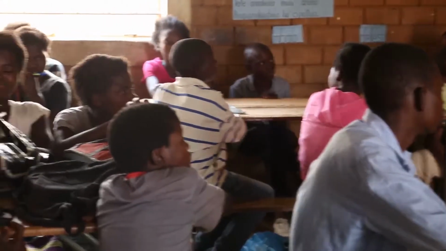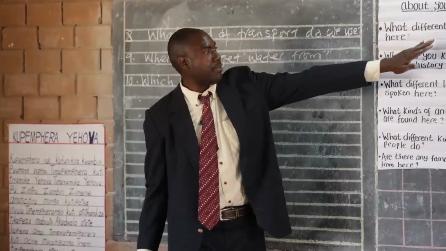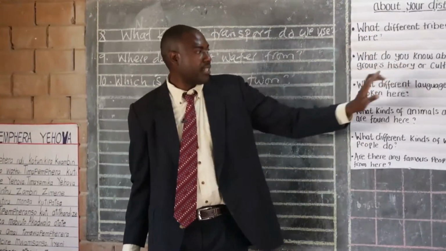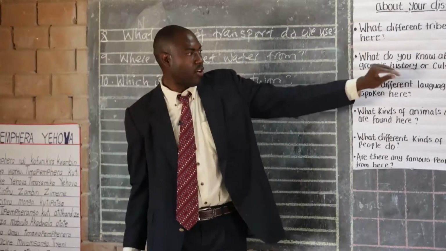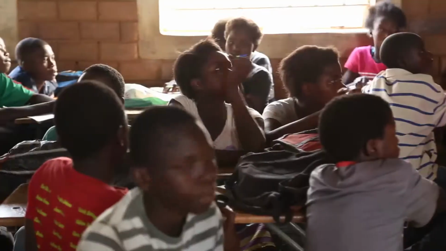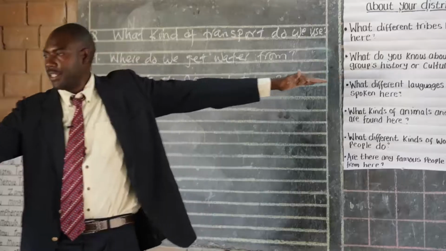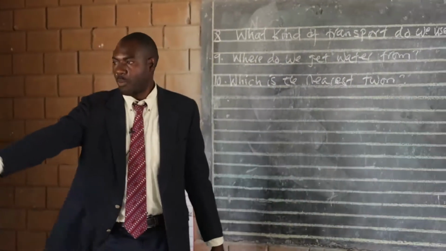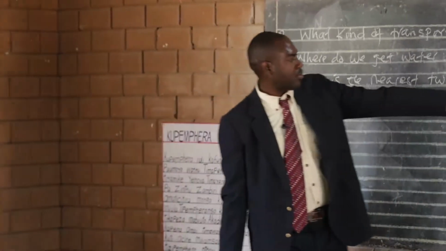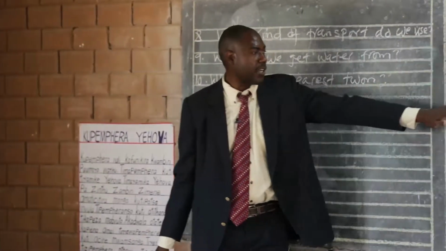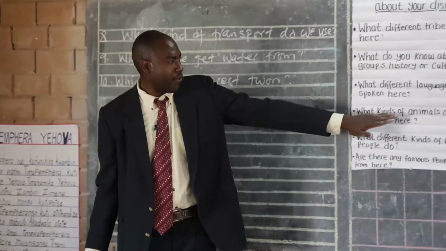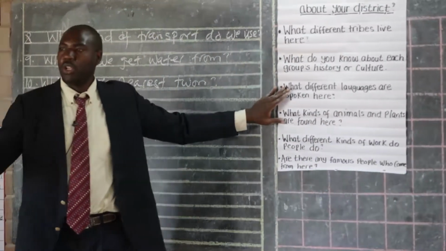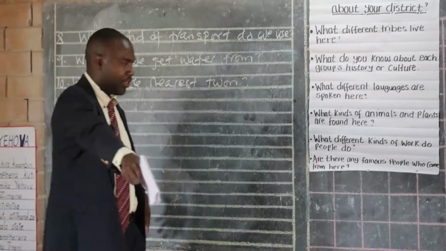So what different tribes live here? What do you know about each group's history or culture? So that is group 1. Then group 2, you have this one. What different languages are spoken here? What kinds of animals and plants are found here? That's group 2. Then we have group 3.